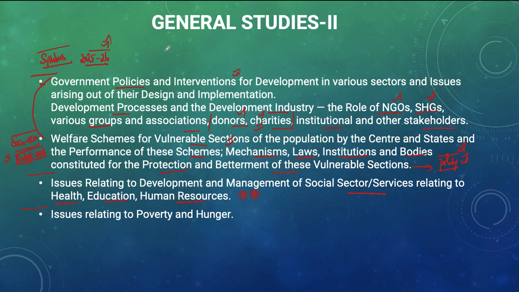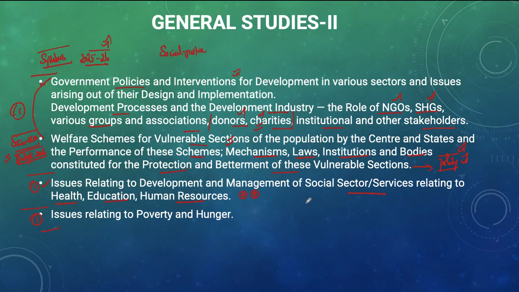For this component of social justice, students, you have to be very clear that the UPSC examiner will be picking one question every year, most of the time from this social sector related education, health, and human resources topic. And they will be asking one more question on poverty and hunger, and one more question from the segment of the syllabus on government policies and welfare schemes. So we need to be ready in such an aspect.